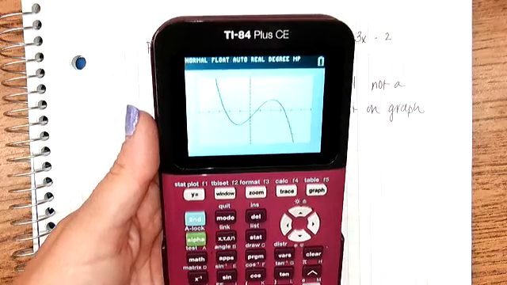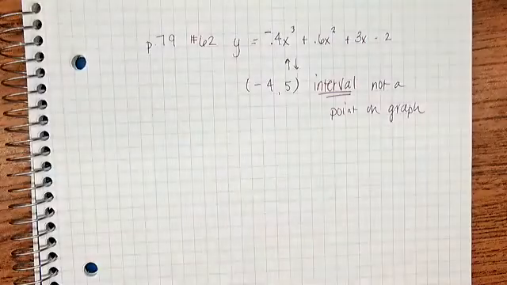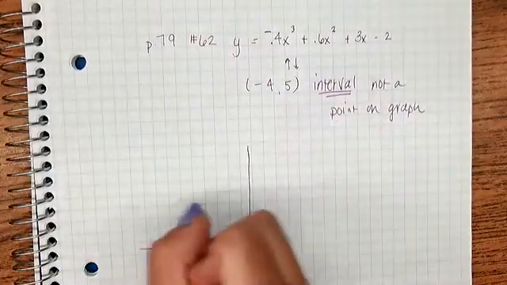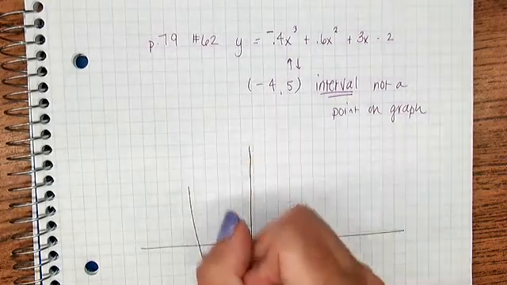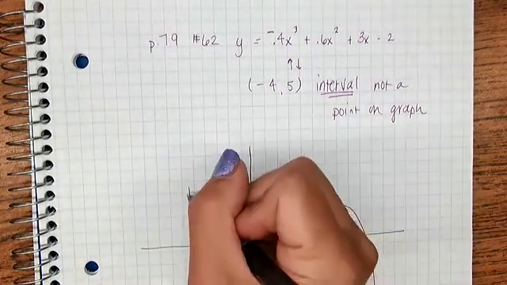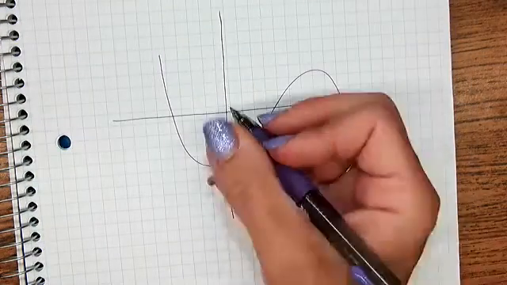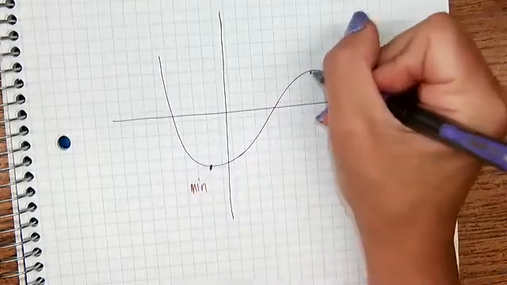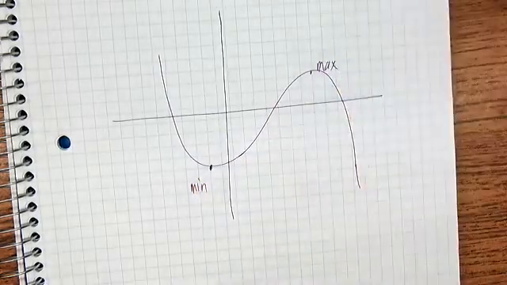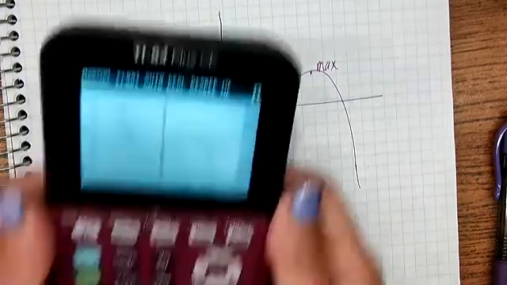Okay, so what I'm going to do is draw a really basic sketch of this graph. It looks something like this. Super basic. So I have a minimum here somewhere, and I have a maximum up here somewhere. I'm going to start by finding those two points.